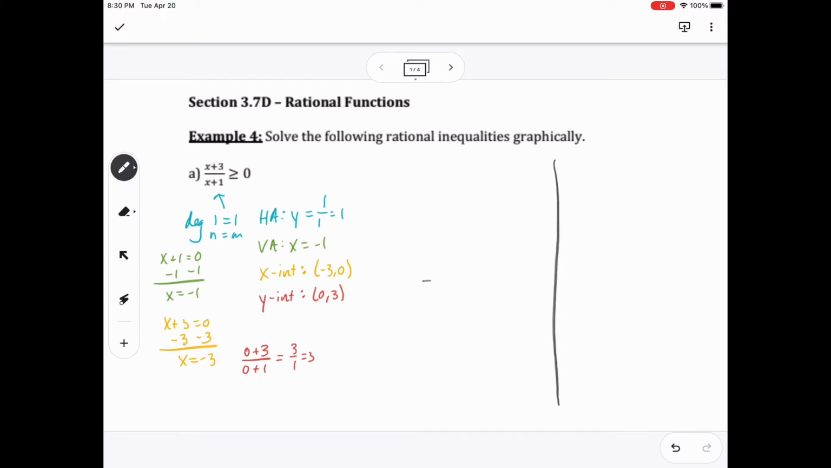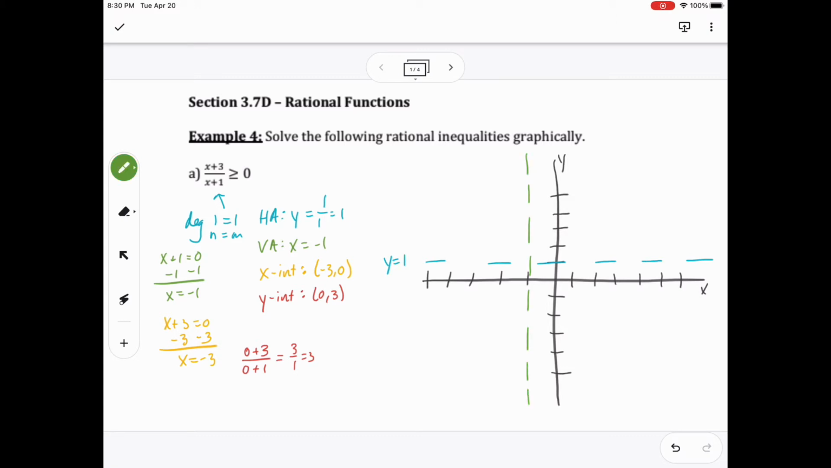Okay. And then from there, just like we normally do, we'll graph everything. I'll graph my horizontal asymptote at y equals 1, my vertical asymptote at x equals -1, and I'll plot my x and y-intercepts. Then, because those fit into two different parts, I'll graph.